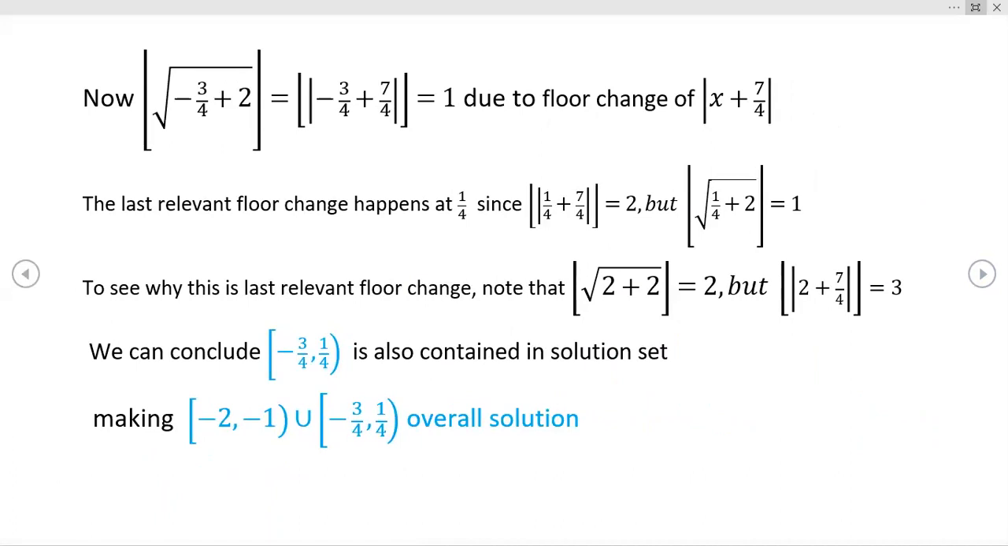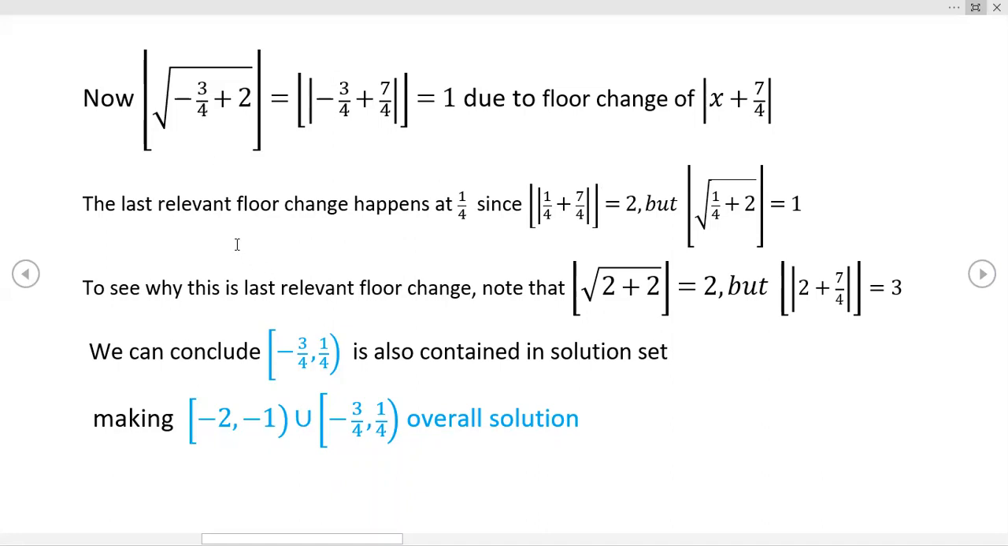Okay, now the next number we tried looks kind of arbitrary, but notice now, last time the floor change took place at the square root function, now it's going to take place at the absolute value function. And we picked minus 3/4 because that's when the floor of the absolute value changes from 0 to 1. All right, just keep that in mind. So it changes to 1. All right, and they're both equal to each other.